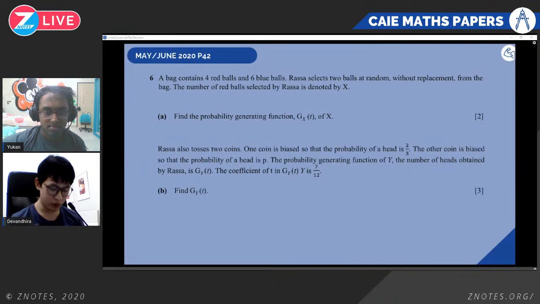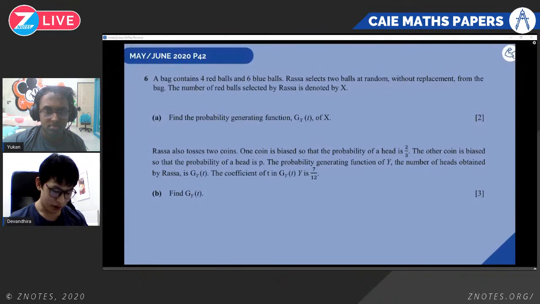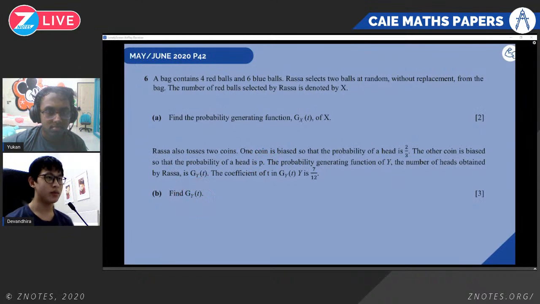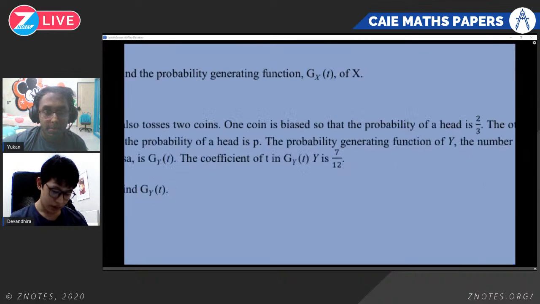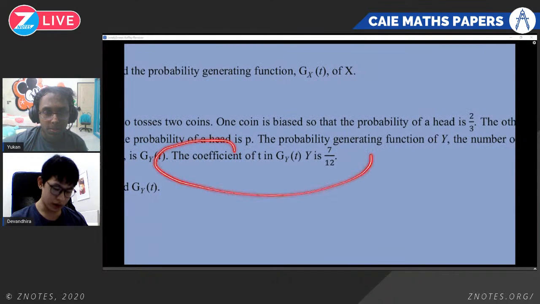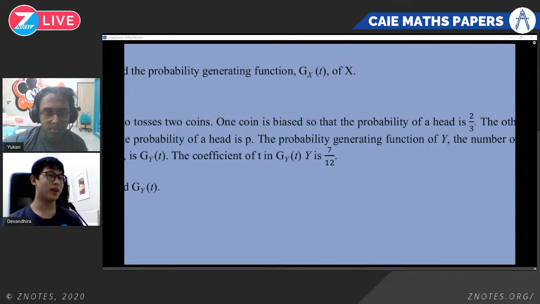Right. So she has 2 coins. Both of them are biased. She's making our life hard, and we have to look for P first, or else we cannot find what G_Y(t) is, correct? Right, so we have to look for P first. So when they say the coefficient of t is 7/12, what does that mean, Yugen?